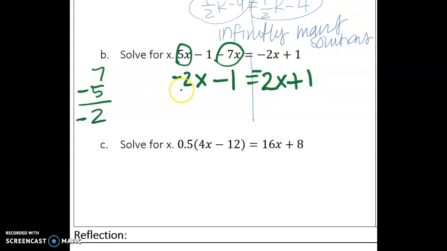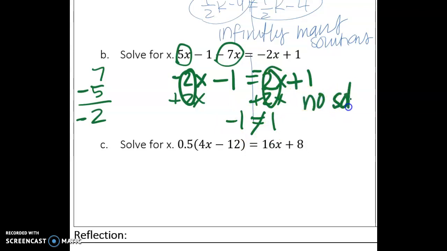I might already notice that they have the same variable term, but a different constant. So if I were to take it a step farther, I'm going to add 2x to both sides, which zeroes it out from here. And if I add 2x from here, it zeroes out from there. So I'm left with negative 1 equals 1, which is not true. So there is no solution.